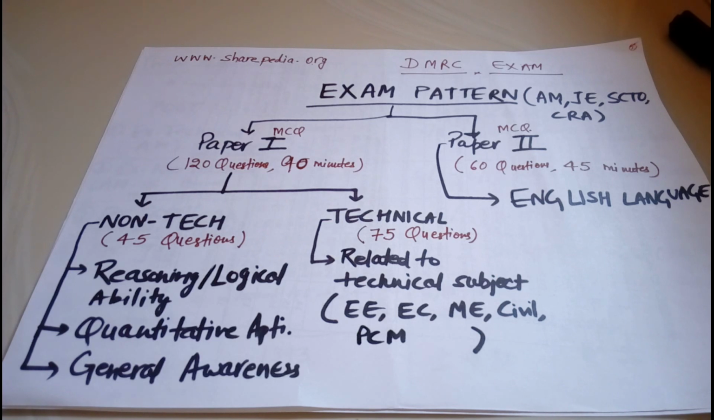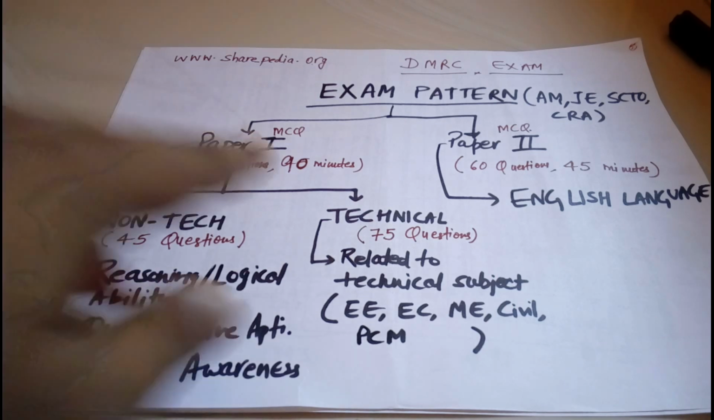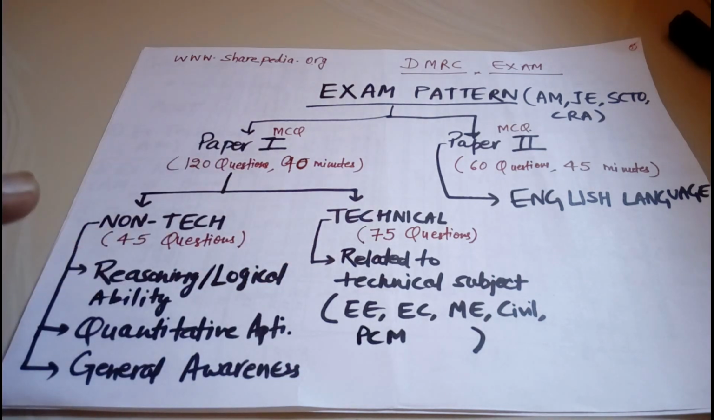I will talk about paper 1. It basically consists of 45 questions of non-technical and 75 questions of technical. Technical is basically related to your subject. What is your technical subject? If you are from electrical engineering, then you will get questions from electrical engineering. If you are from electronics, then electronics questions will come. If you are from mechanical, then questions from mechanical engineering will come. Similarly, if you talk about SCTO, then the questions consist of physics, chemistry and mathematics.